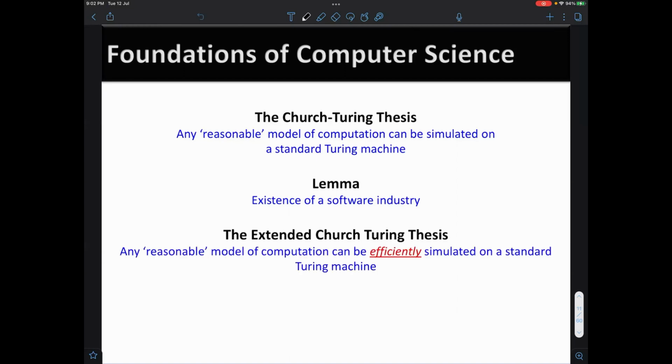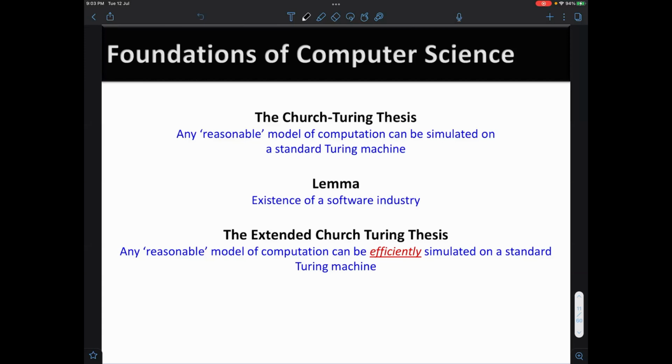Now, there has been a strengthening of the Church-Turing thesis that has been proposed, known as the extended Church-Turing thesis. And the extended Church-Turing thesis brings in the additional notion of efficiency. If you note, in the standard Turing statement, you basically just say, I've got one model of computation, I've got another model of computation, and I'm just saying one can simulate the other. So that's like saying, using an abacus, I can do any arbitrary computation that I could do on a standard modern supercomputer.